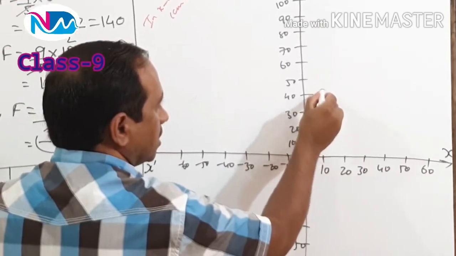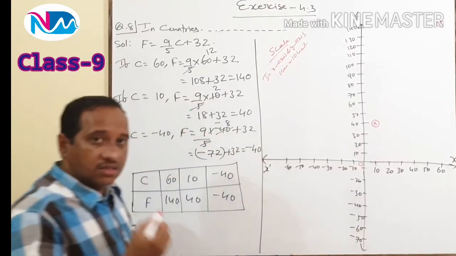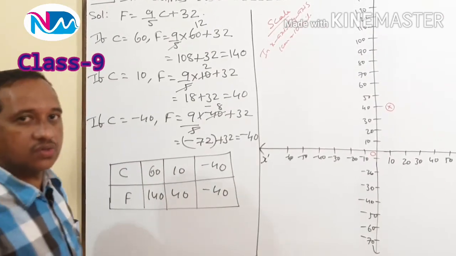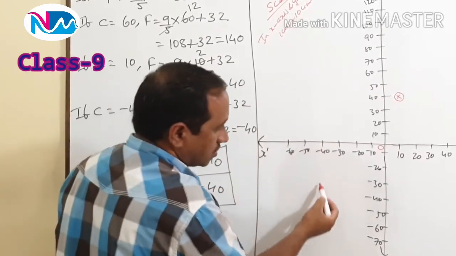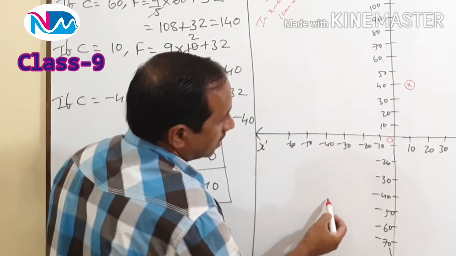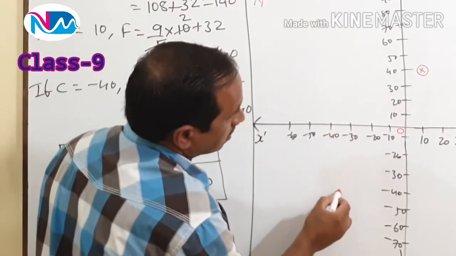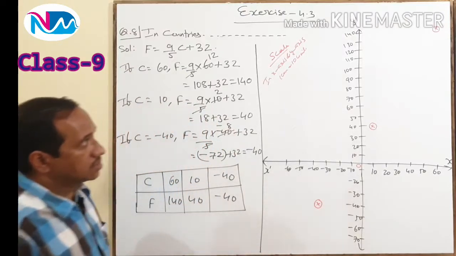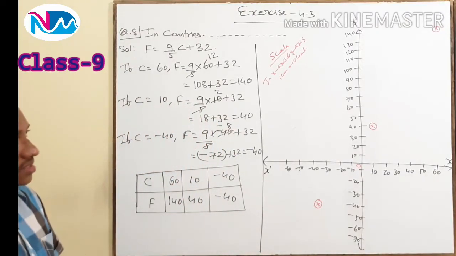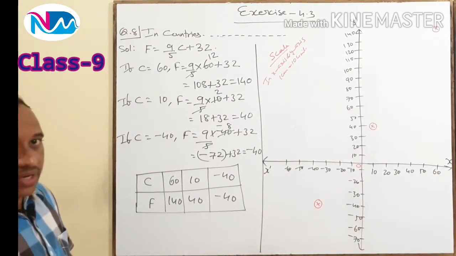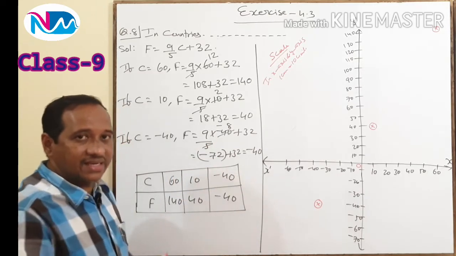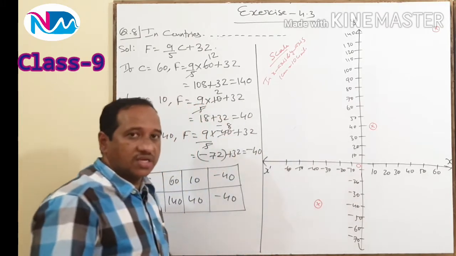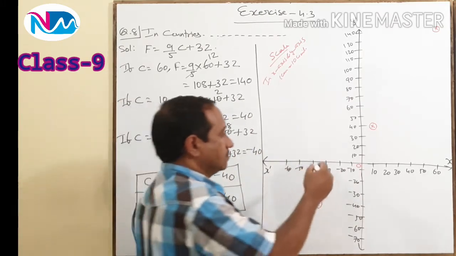X coordinate 10, y coordinate 40. It is somewhere here. And the third point is x coordinate minus 40 and y coordinate also minus 40. That is somewhere here. So I have plotted all the 3 points in the Cartesian plane. Now we have to see whether we are getting a straight line by joining. Definitely, if you join the 3 points, you will get a straight line.